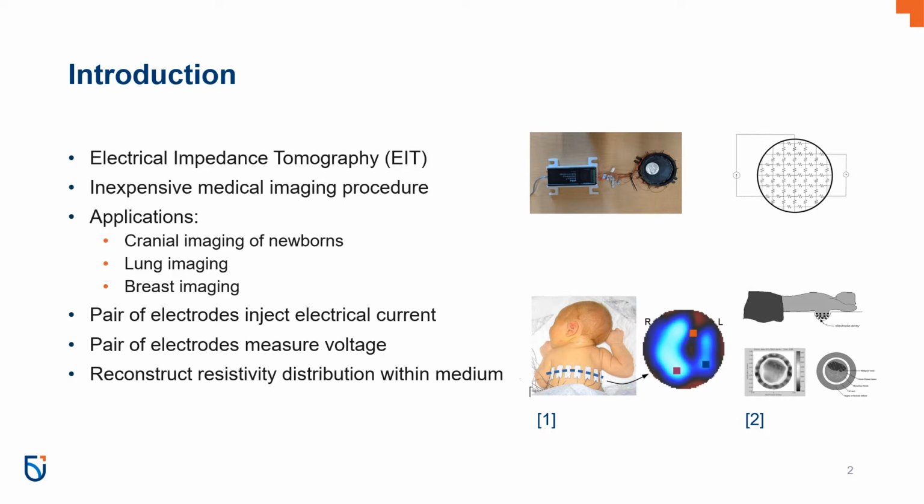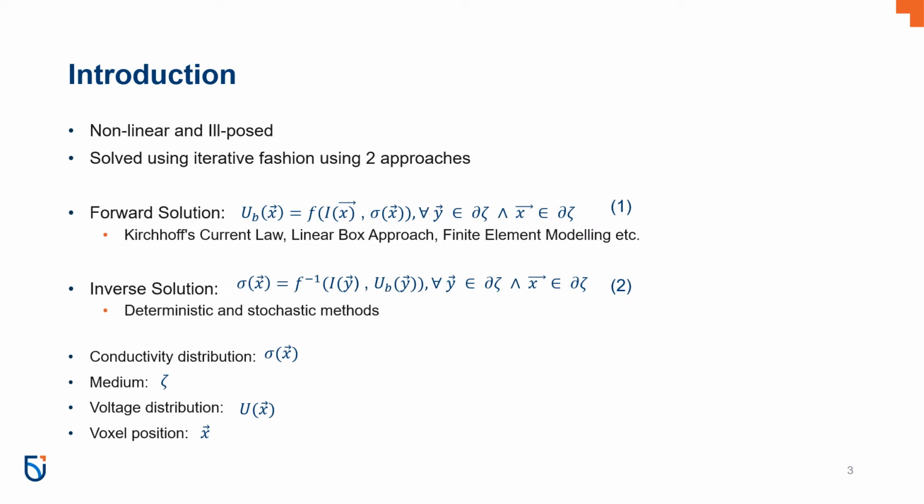The problem of EIT is very nonlinear and ill-posed, meaning that there are way more unknowns than there are knowns. The unknowns being the resistance values that you're trying to solve for in the electrical circuit, and the knowns would be the boundary voltages that you measure.